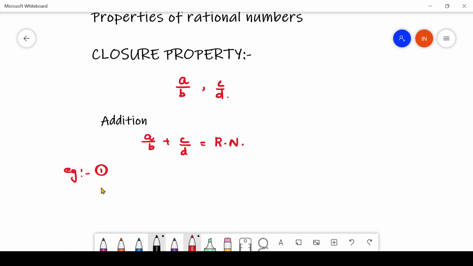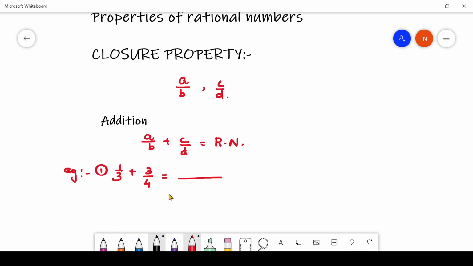Example 1: I'm taking two rational numbers here, 1 by 3 and 3 by 4. So 1 by 3 plus 3 by 4. When we add these two together, we have to get another rational number, right? Let us check that. You know how to add this, you have learned it in grade 7, so I'm not going to explain it in detail.